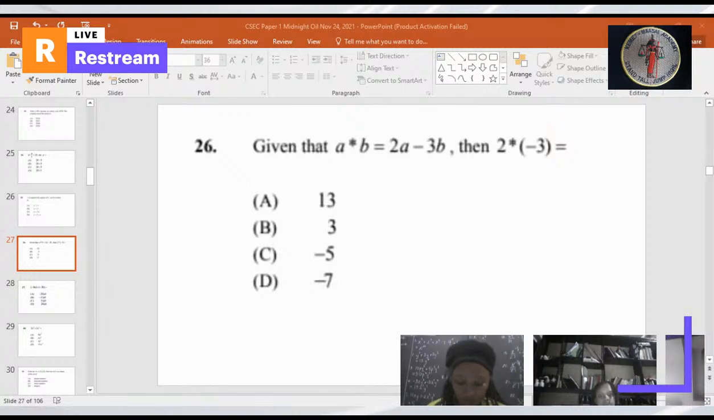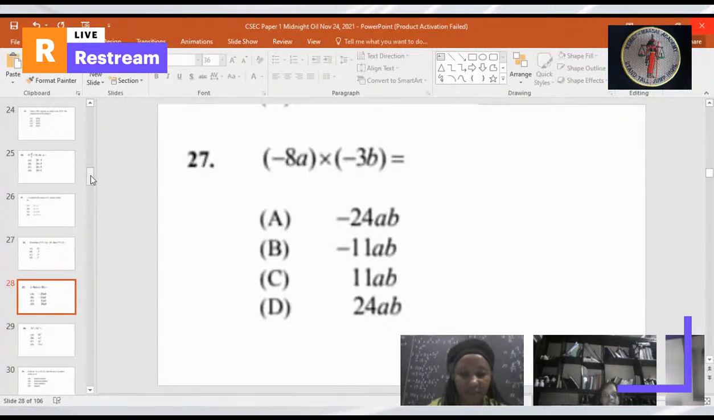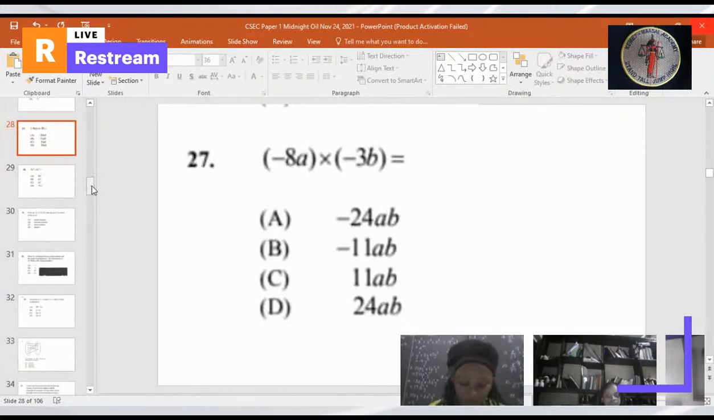All right. Okay, so number 27. Negative 8a times negative 3b. Miss, for that one, I got 24ab because we multiply the coefficients and the variables. Negative 8 times negative 3 is positive 24, and a times b is ab. So 24ab, which is D.